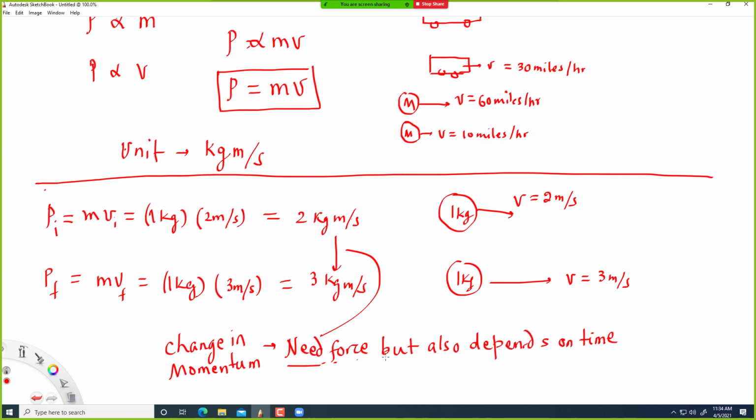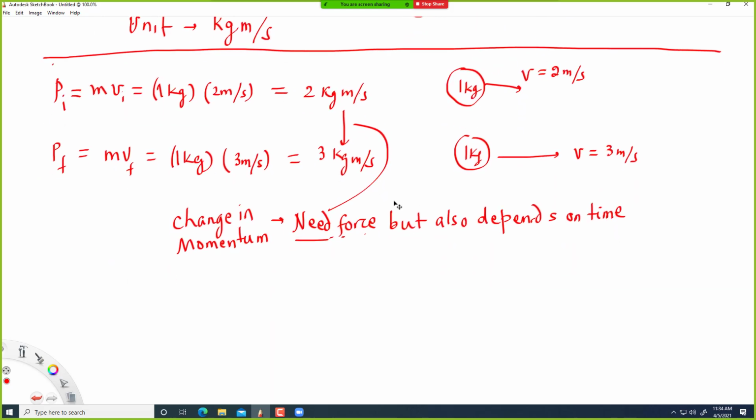And when you apply force for some time, when you incorporate force and time in the same quantity, it's called impulse. Okay, so I'm applying force for a certain time. Not just force, but also I'm incorporating the time, how long I apply the force. It's called impulse. So change in momentum depends on not only force, but it depends on impulse.